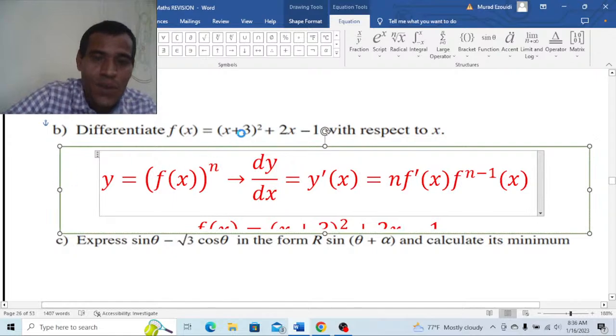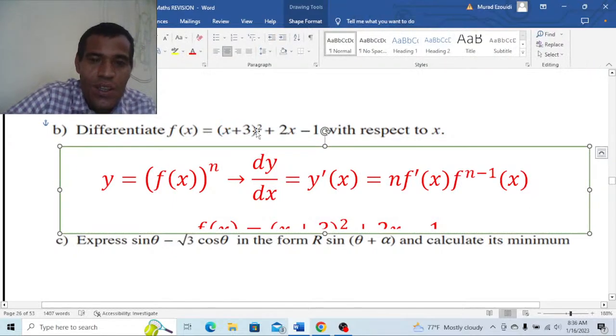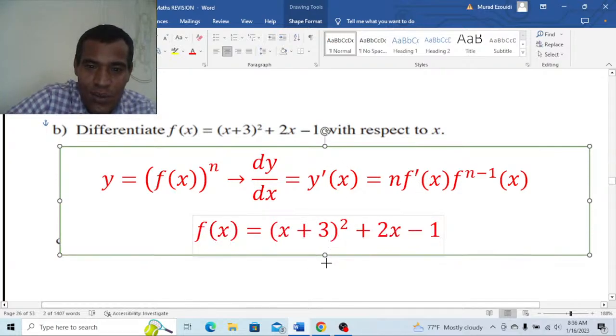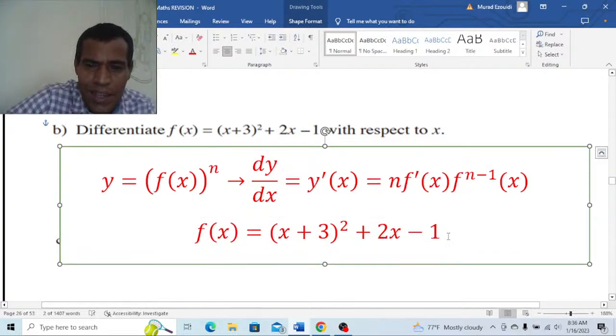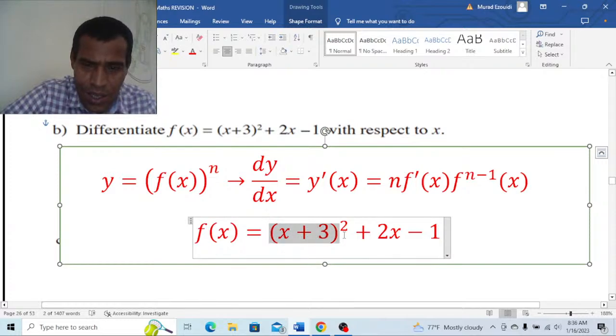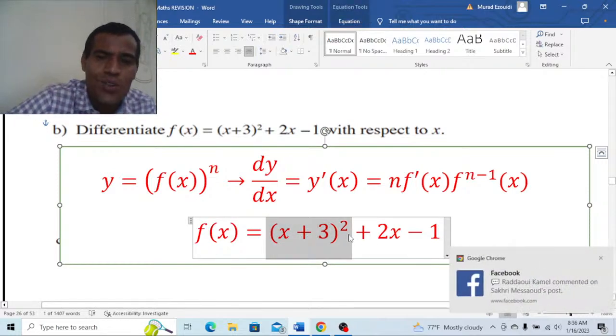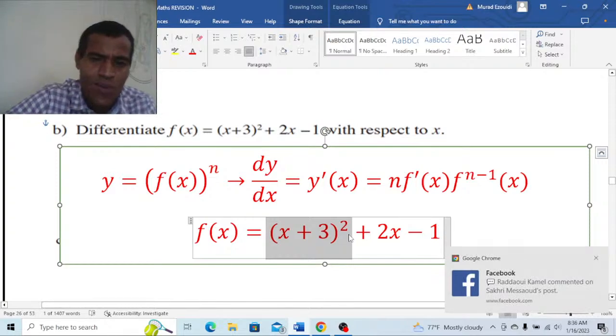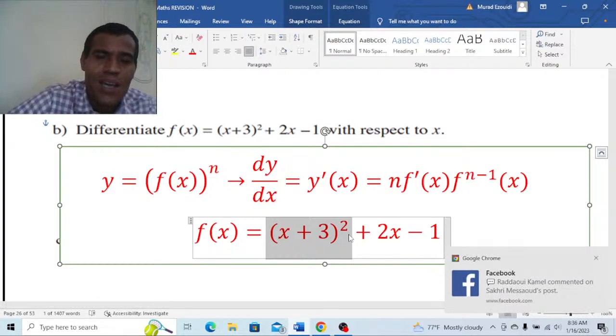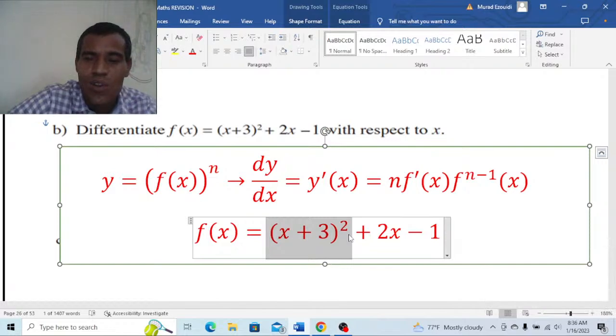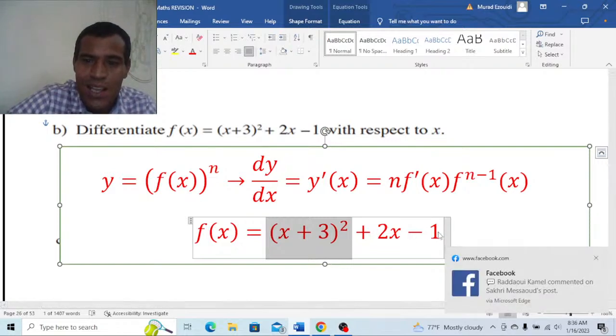You can see that (x plus 3) squared seems like a function raised to the power n, where f of x is x plus 3. Therefore, to solve this question, it's very easy. First of all, the first derivative of (x plus 3) raised to the power 2 will be 2 times the first derivative of x plus 3, which is 1, times (x plus 3) to the power 2 minus 1.